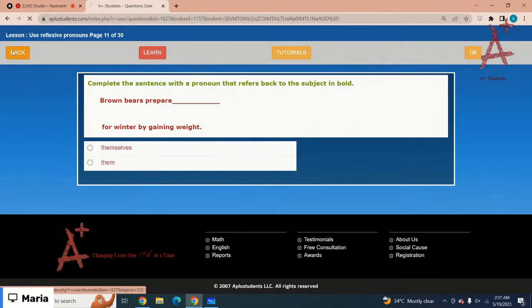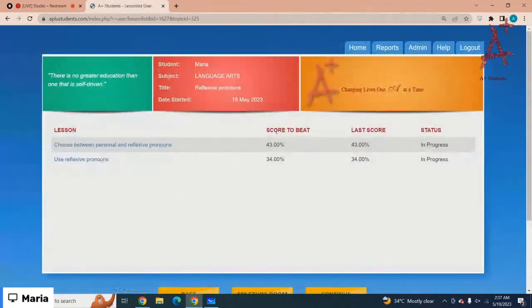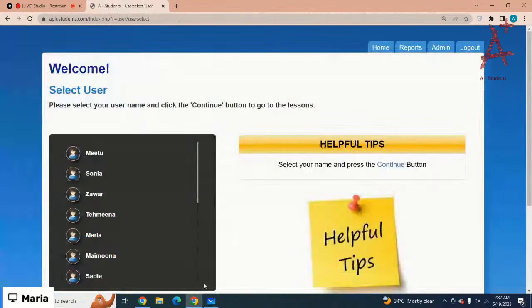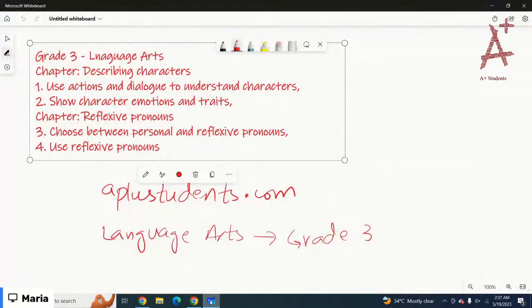Okay, you can complete the test by yourself later today. So we were working on grade 2, grade 3 language arts. The lessons we have covered today are describing characters, use actions and dialogue to understand characters, and show character emotions and traits. Then we started reflexive pronouns. The lessons are choose between personal and reflexive pronouns and use reflexive pronouns.